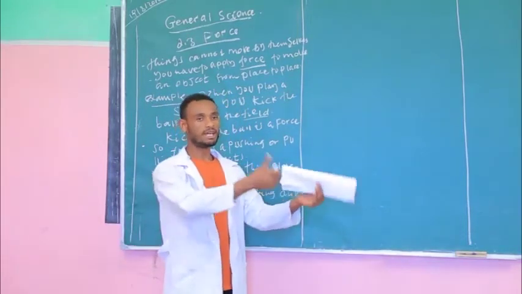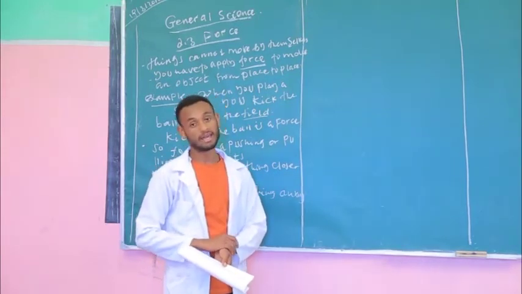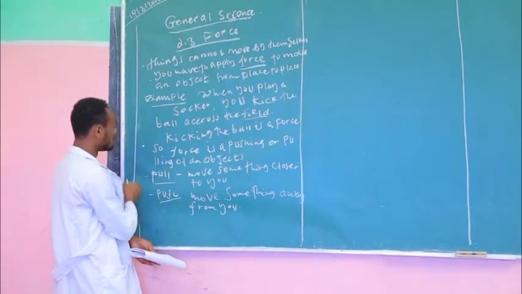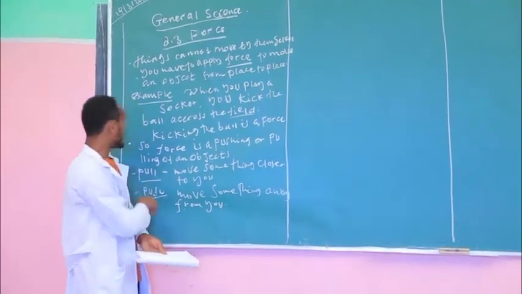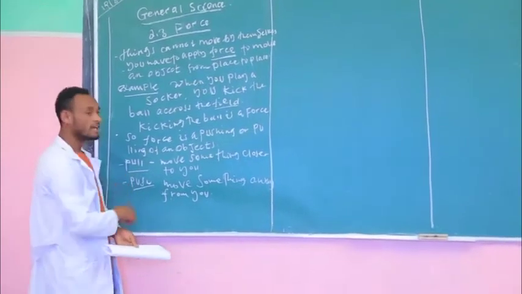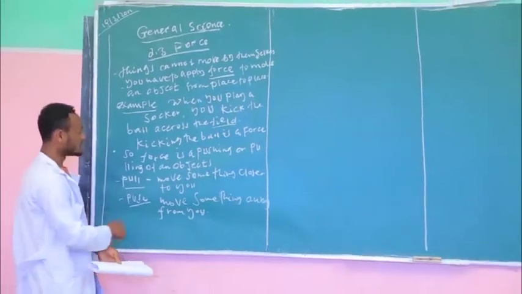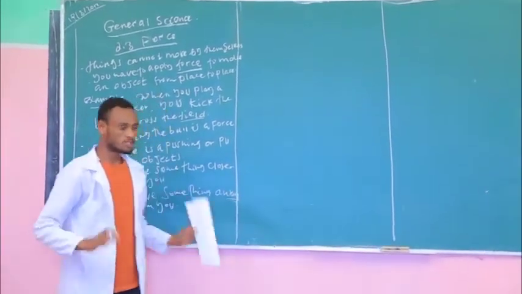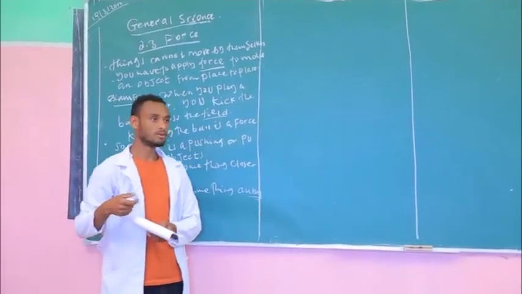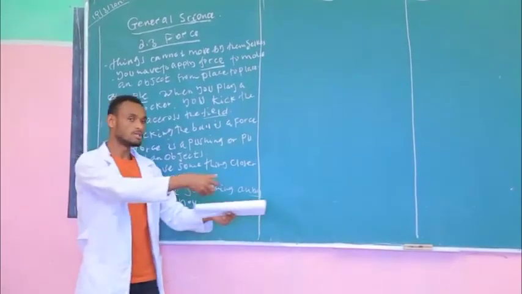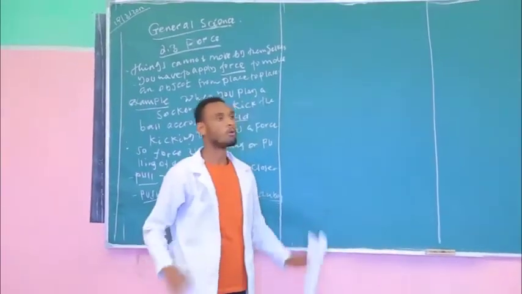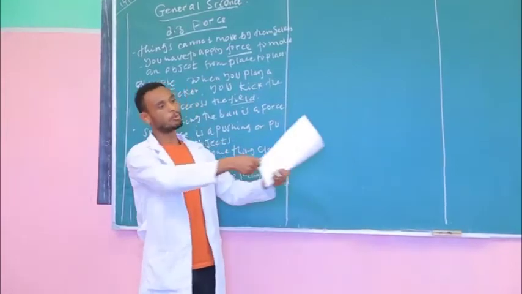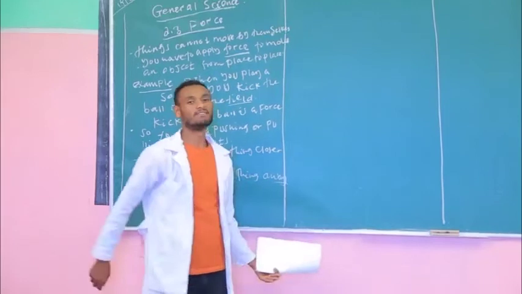Generally, when you are pushing and pulling a given object, indirectly you are applying a force on that object. That's why pushing and pulling are both engaged as a force. So force means pulling and pushing of a given object. Pulling is to move something closer to you, and pushing means to move something away from you. This is pushing, this is pulling. Have you got it, students? So whenever you push an object or pull an object closer to you, indirectly you are applying a force on a given object.